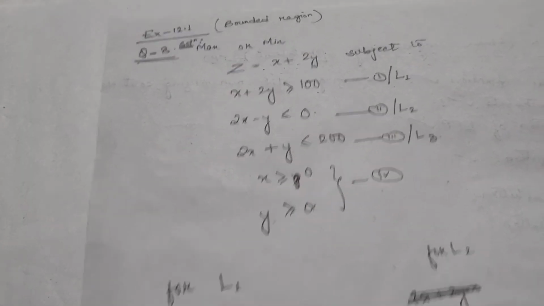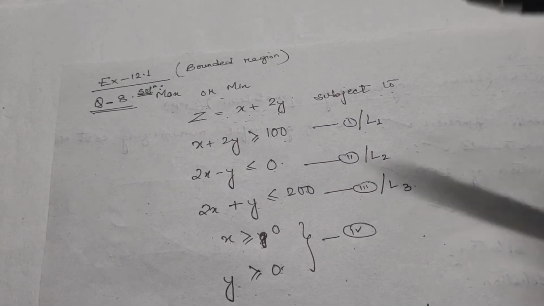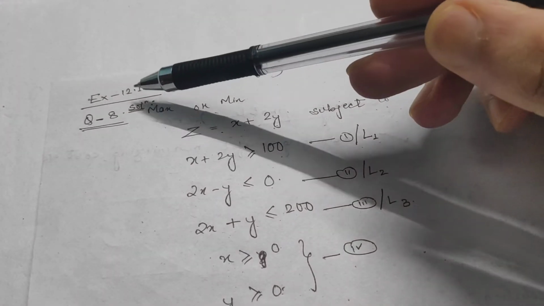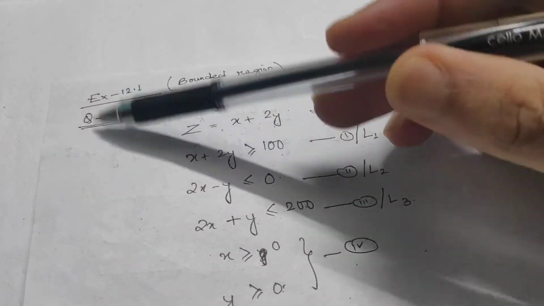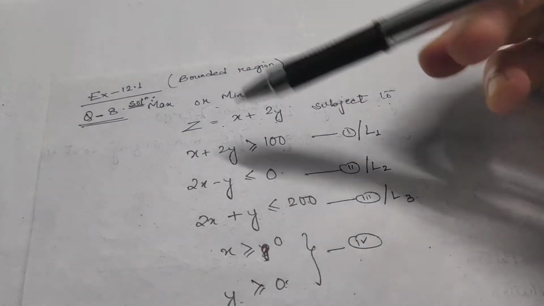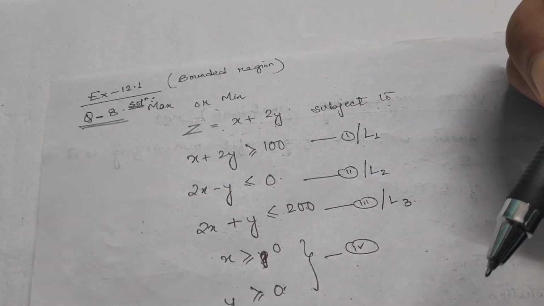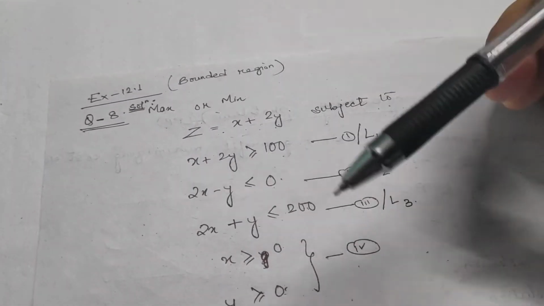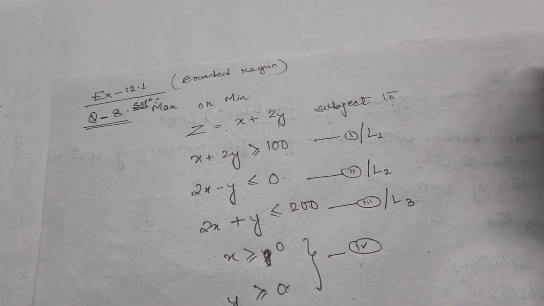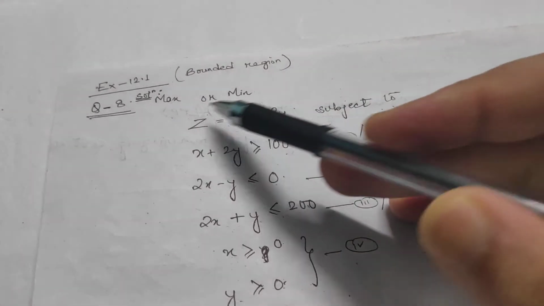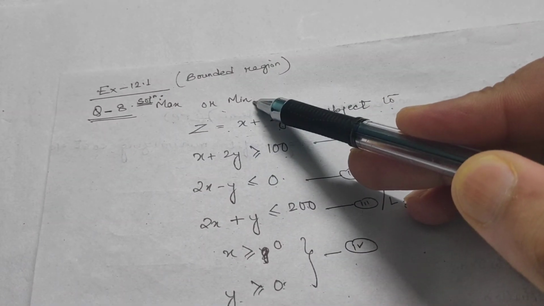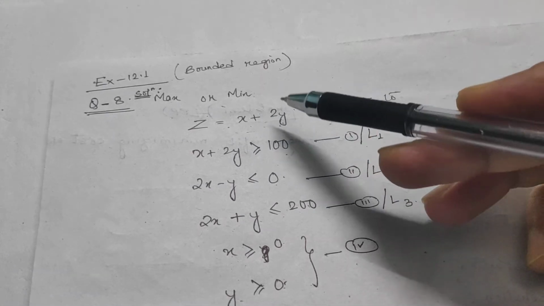And now we'll be doing a problem from exercise 12.1, question number 8. There are many concepts which are covered in this problem, so that's why I'm doing this. After this, you will be able to do many easier problems. The question says maximize or minimize, so you have to find both the points where we have maximum or minimum.